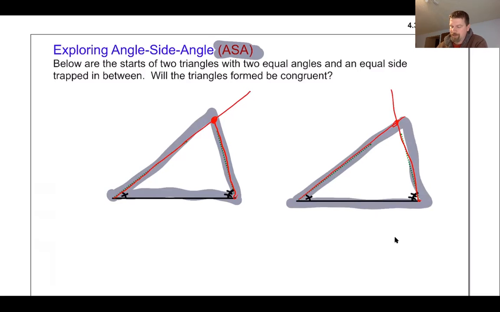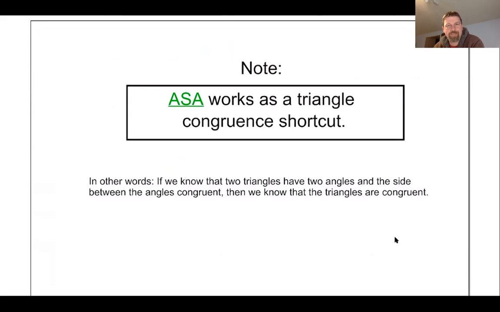Angle, side, angle works. So note, angle, side, angle works as a triangle congruent shortcut. If you have two triangles and you know they match that angle, side, angle pattern for congruence, then the triangles themselves are congruent. All of their parts are congruent, not just that angle, that side, and that other angle.